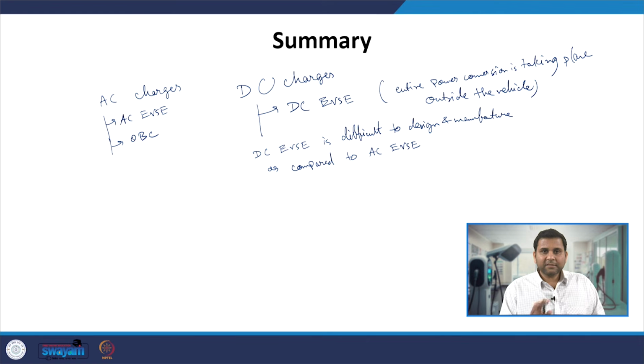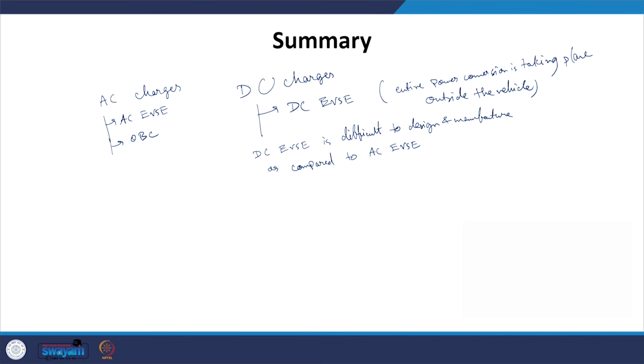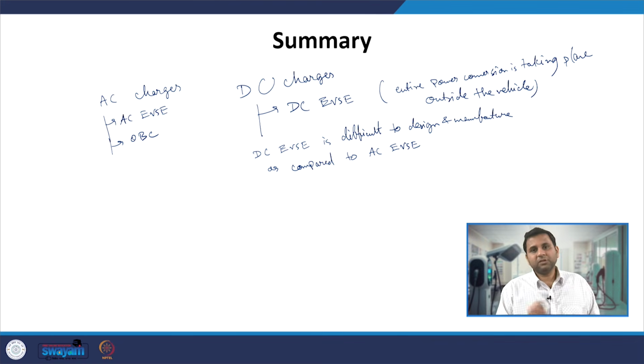And one important thing is also there: since these EVSEs are connected to the vehicle, one needs to make sure that these EVSEs comply with a certain standard, such that the EVSEs which are being installed can be connected to any vehicle or car which comes to the charging station. So, a dedicated standard or protocols need to be followed by these EVSEs to make sure that interoperability between different manufacturers is also possible.